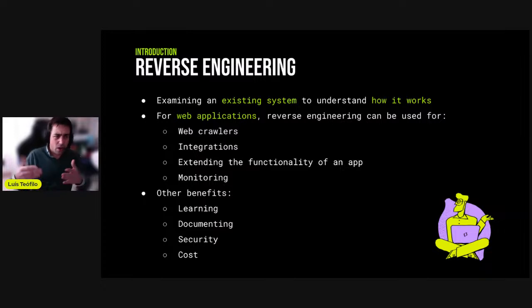This has many applications, and a lot of people do reverse engineering for different purposes. For instance, for web crawlers, sometimes we need to reverse engineer the way the app works, so that we can crawl the information in a better way. Or to do integrations. Let's say we have an older software without an open API or without documentation, and sometimes we need to integrate with this software. So we need to figure out how it works, and this is especially true for older software. We can also do it for monitoring purposes, for learning. This is one of the benefits. Sometimes we can try to reverse engineer an app to see how a certain solution was done by other people. Also for documentation purposes, for studying security, and sometimes even from a cost perspective.